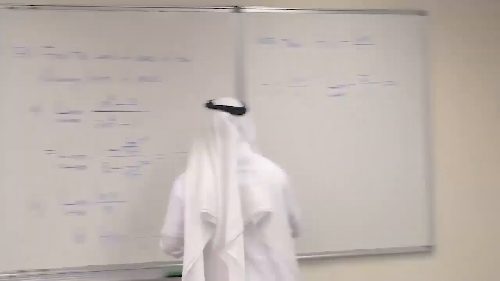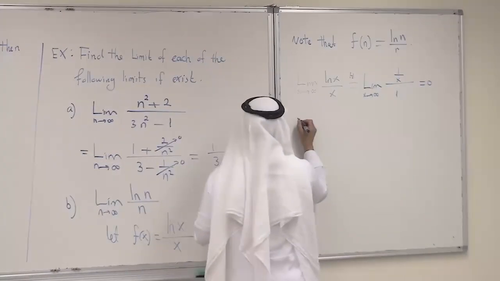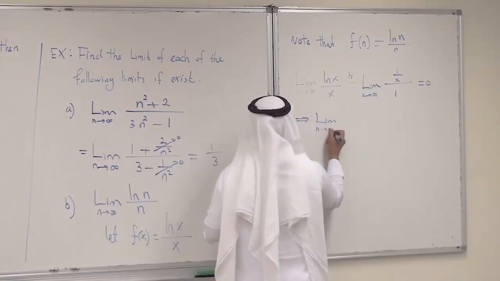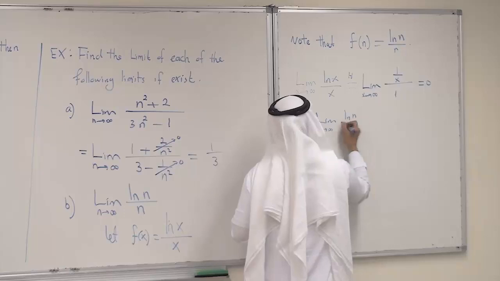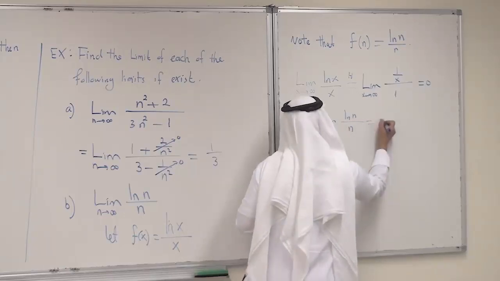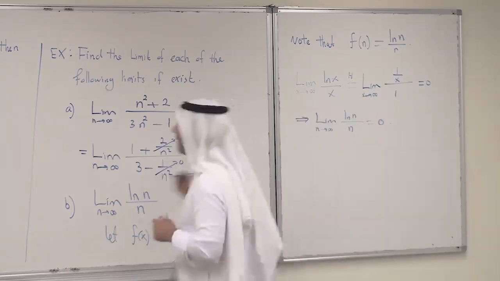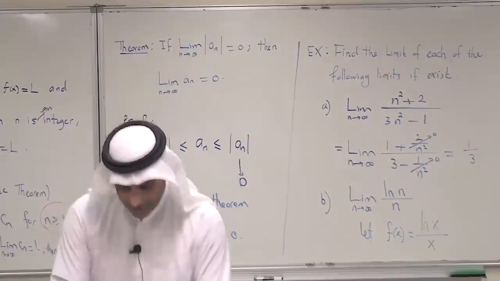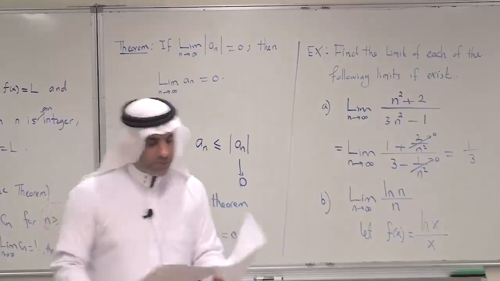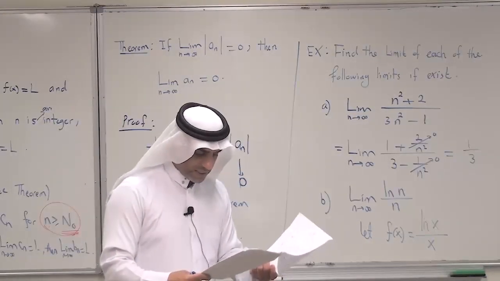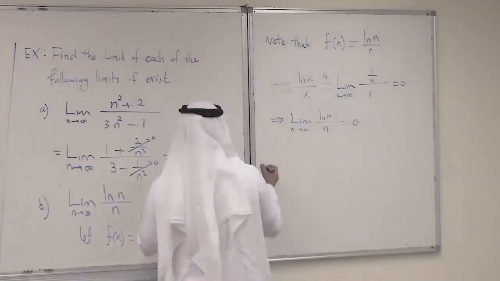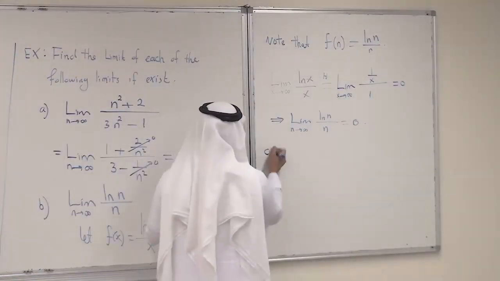By the theorem we have there, this implies the limit of the sequence as n goes to infinity of ln n over n is also equal to 0 by our previous theorem. Fine. What other types of sequences do we have? So we consider different types of sequences. Okay, let us talk about this specific one here. This is part C.